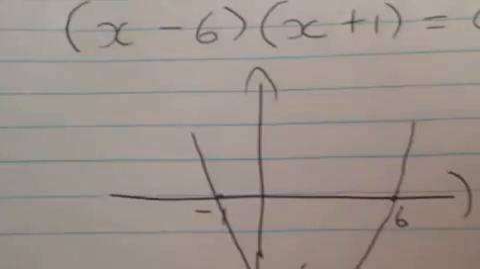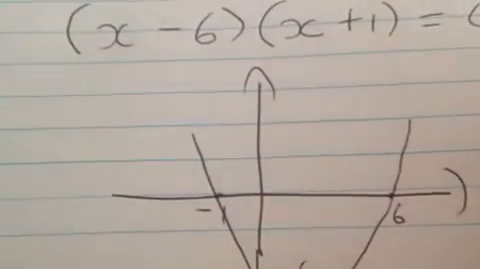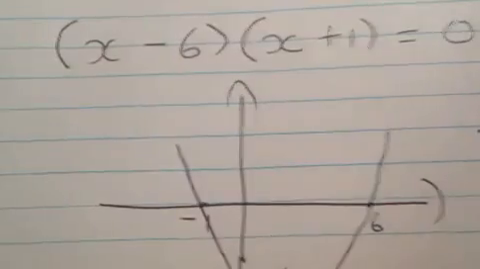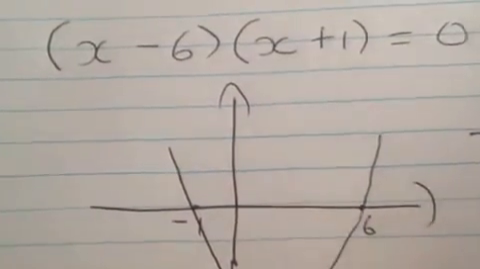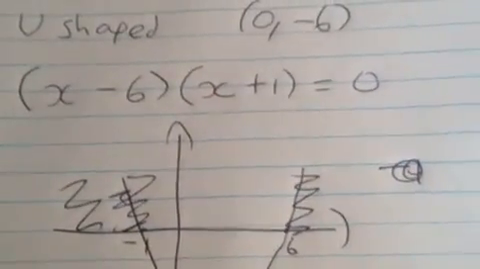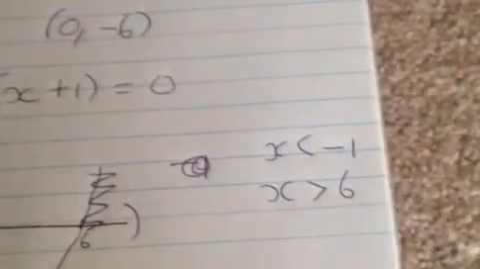So we know that this goes above the axis where x is less than minus 1, and when x is bigger than 6. So you've got two different regions here, here and here. Okay? So you've got x is less than minus 1, x is bigger than 6 to finish off.